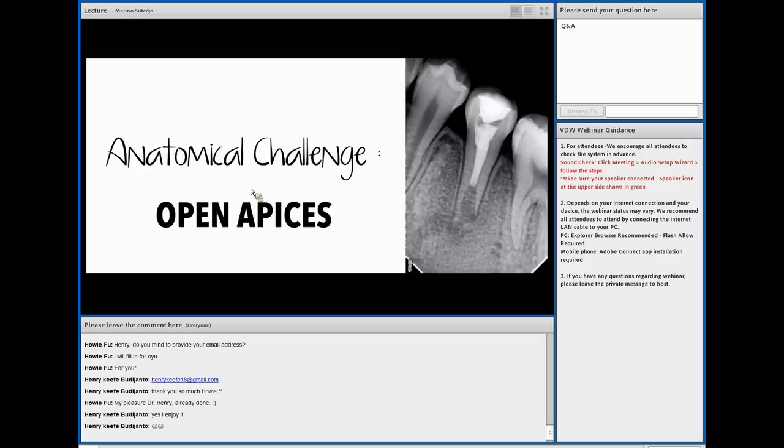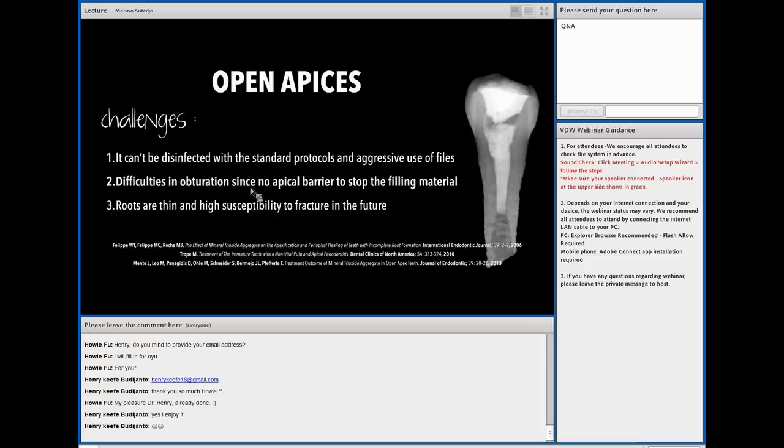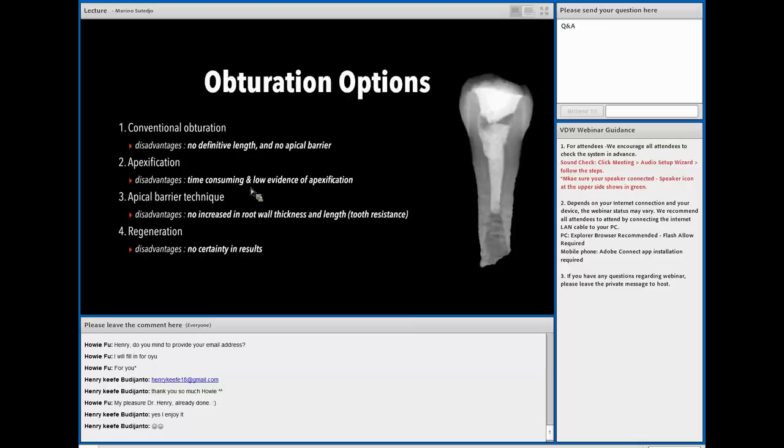And now I'm going to give a brief note about the open apex, since this is a different case scenario compared with the regular root canal, because it is definitely not a case that you can obturate with a regular obturation technique. One challenge is not just obturation, but we cannot clean and disinfect with the same protocol as a normal canal, because it has no apical stop whatsoever. So it means you cannot do any conventional obturation. Either you can do apexification, you can do your apical barrier technique using some MTA, or you can do your regeneration protocols.